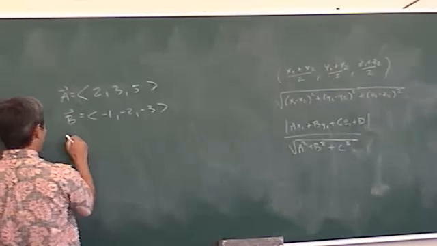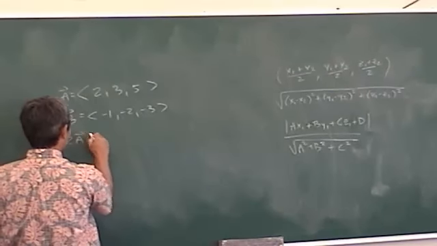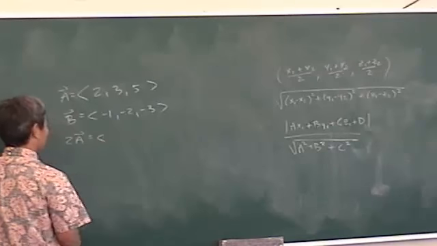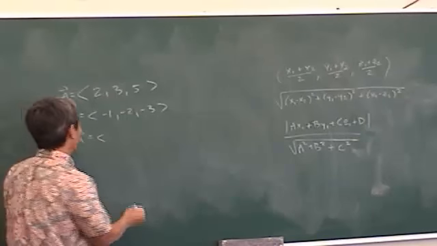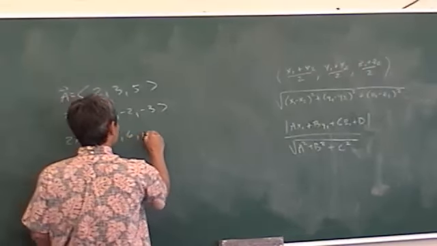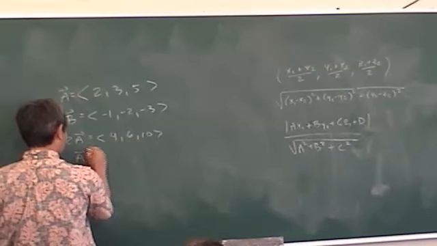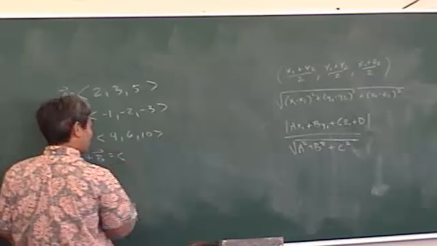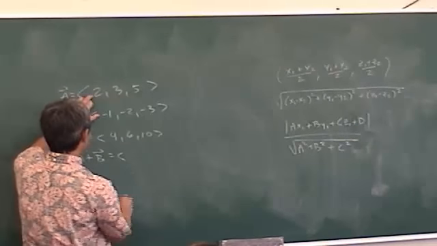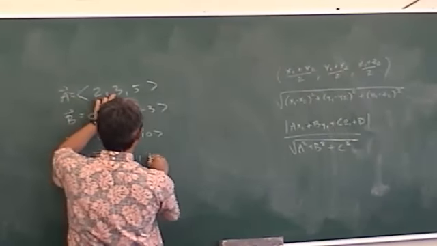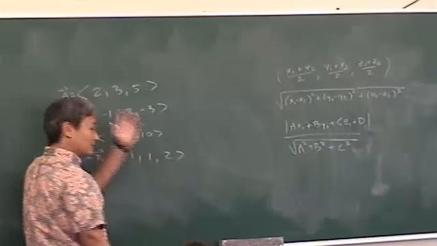How do I multiply a vector by a constant? If this is vector A, what is 2 times vector A? 4, 6, 10. You just multiply each component by the number. How do you add 2 vectors? Now they're 3-dimensional, doesn't matter. Add the x components, add the y components, add the z components.